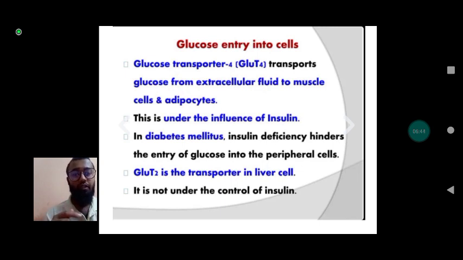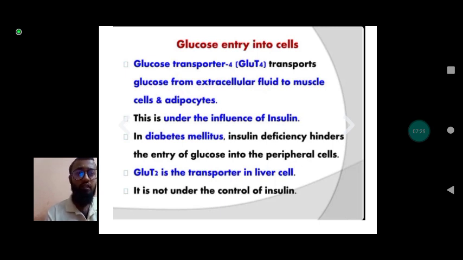So glucose is the main source of energy, or rather, it is the main source for ATP synthesis, which is the energy currency of our body. And this whole process of entry of glucose takes place under the influence of insulin. We all know that insulin is a very important hormone which also functions as a glucose regulator. So in a condition like diabetes mellitus, insulin deficiency hinders the entry of glucose into the peripheral cells.